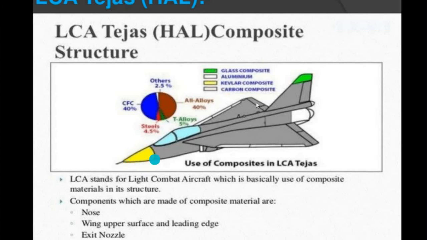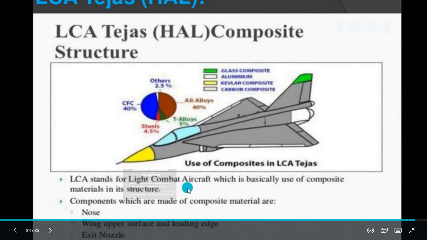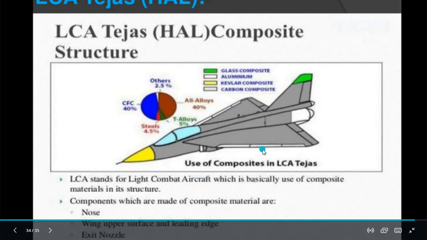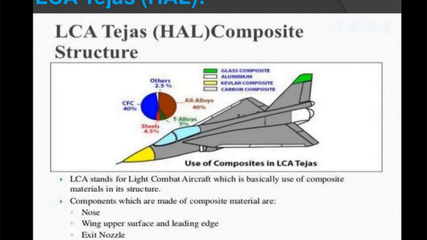The yellow portion is called a Kevlar composite. Kevlar is the strongest composite compared to some other composite materials. So the nose cone is made up of Kevlar composites. Other materials are used at 2.5%. Aluminum alloys are used at 40%, like the main important bodies created from aluminum alloys. The components made up of composite material are the nose, wing upper surface, and leading edge and exhaust nozzle. These parts easily reach high temperature and would easily melt in other materials, so we are using composite material in places like nozzles, leading edges, and the surface of the wing.